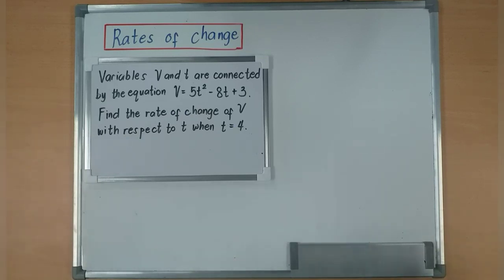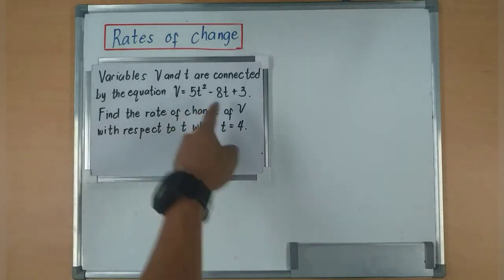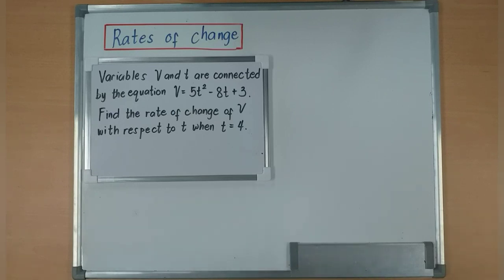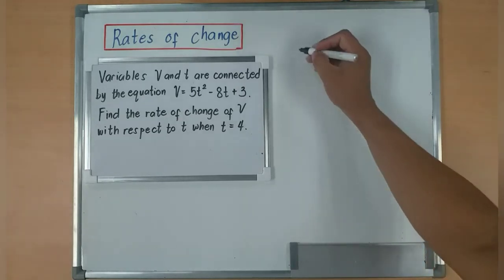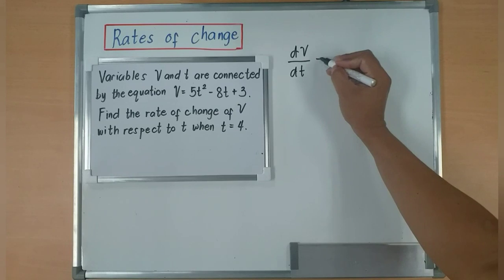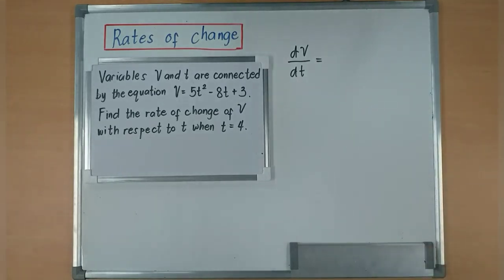Variables v and t are connected by the equation v is equal to 5t squared minus 8t plus 3, considering that t is time. Find the rate of change of v with respect to t when t is equal to 4. So basically, it will be dv over dt. And remember, when you study further the definition of gradient, gradient itself is a ratio, a ratio of the changes of x and y.